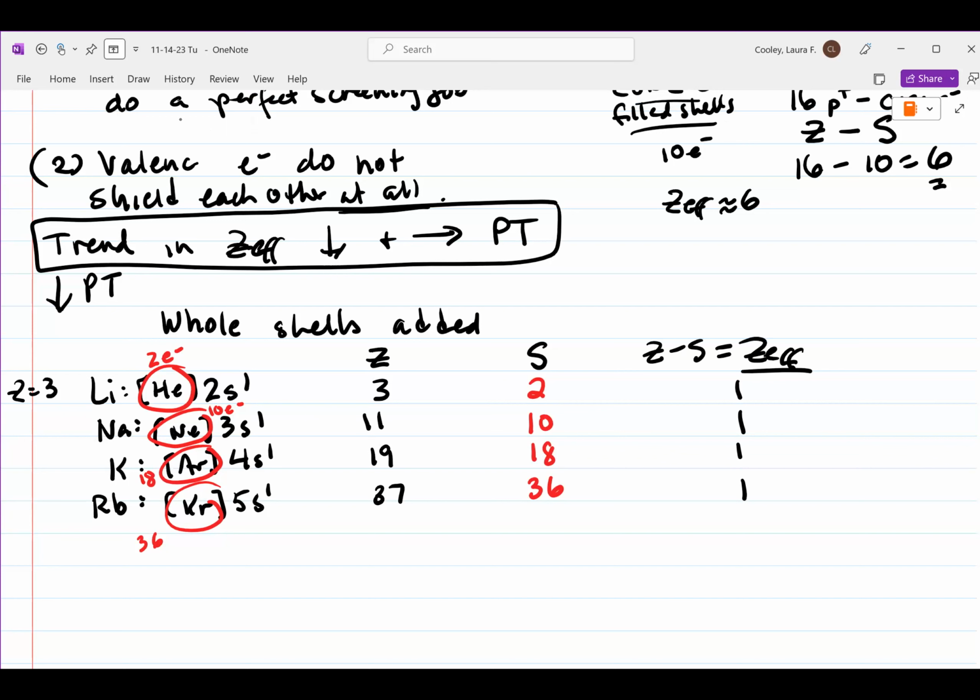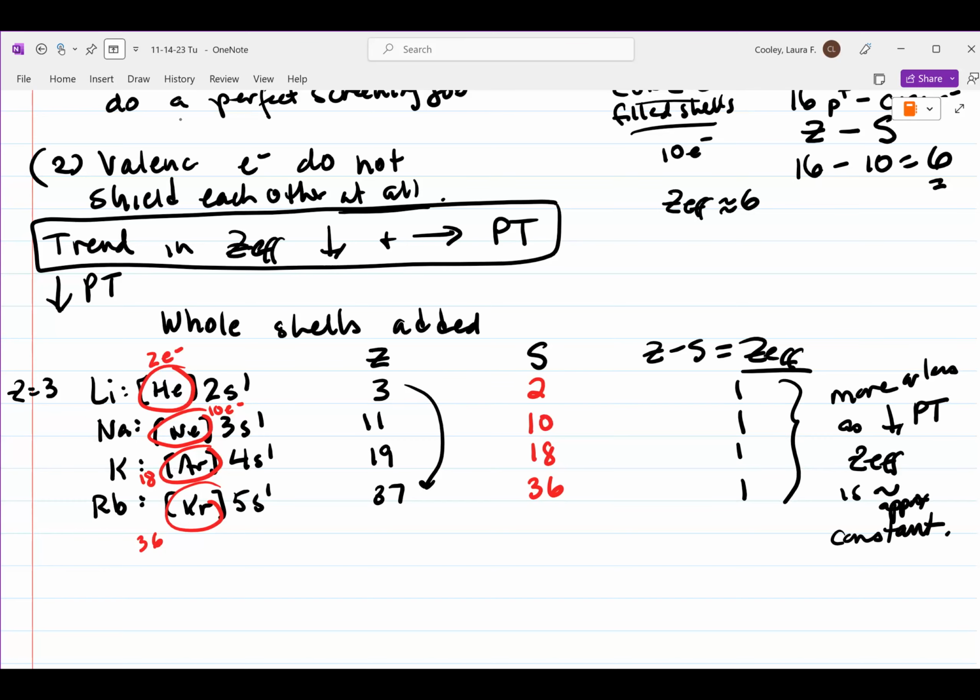Now, is that the truth? No. But Z goes from 3 to 37, and Z effective doesn't change that much. Maybe it's 2 instead of 1, but we can make this assumption in Gen Chem. So we say that more or less, as you go down the periodic table, the effective nuclear charge is approximately constant.